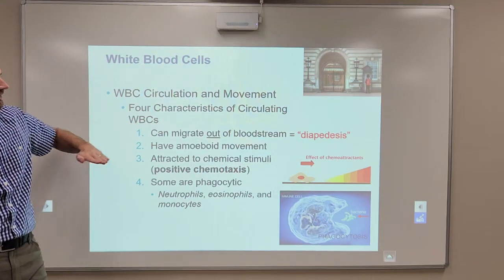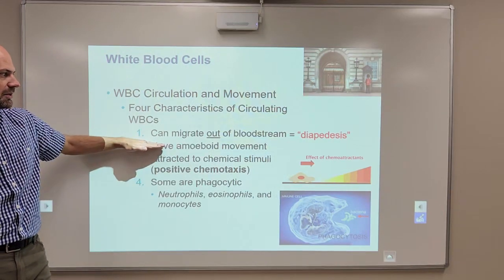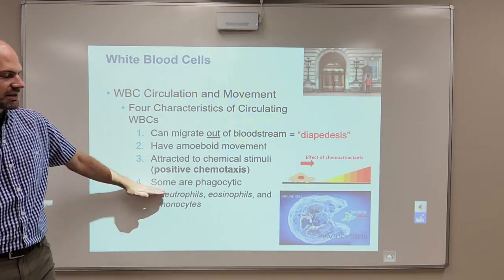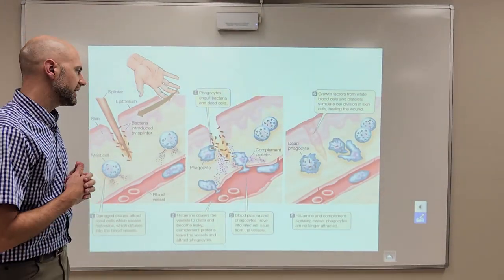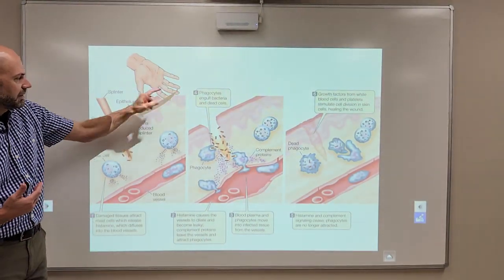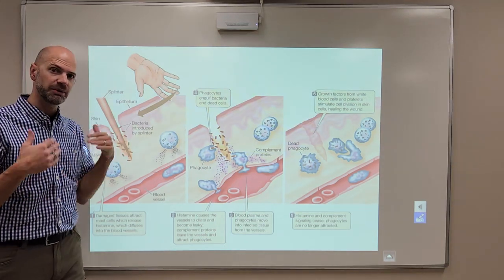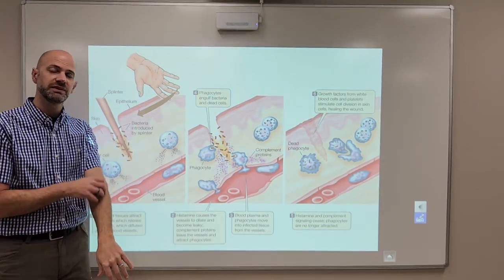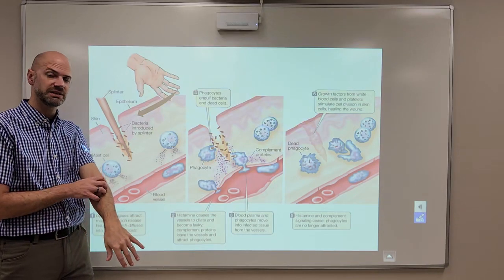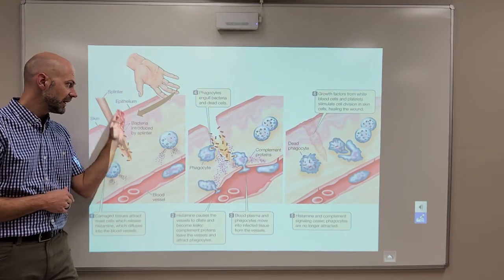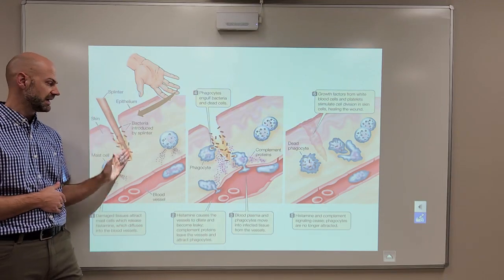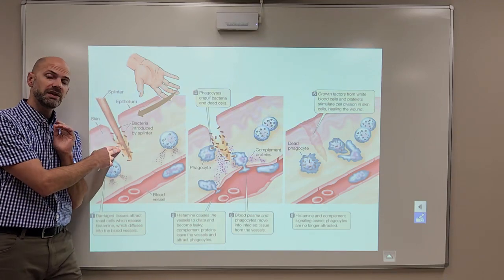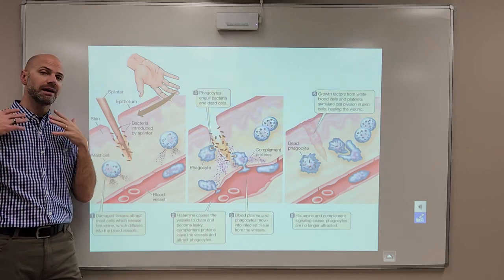Moving in and out of the bloodstream, they have this amoeboid movement. Positive chemotaxis, phagocytosis. So here's a picture of a common injury. Here we have somebody getting a splinter or a scrape or a cut or an abrasion. Any type of compromise to the integumentary system would cause the outer layers of the epidermis and dermis to be compromised.